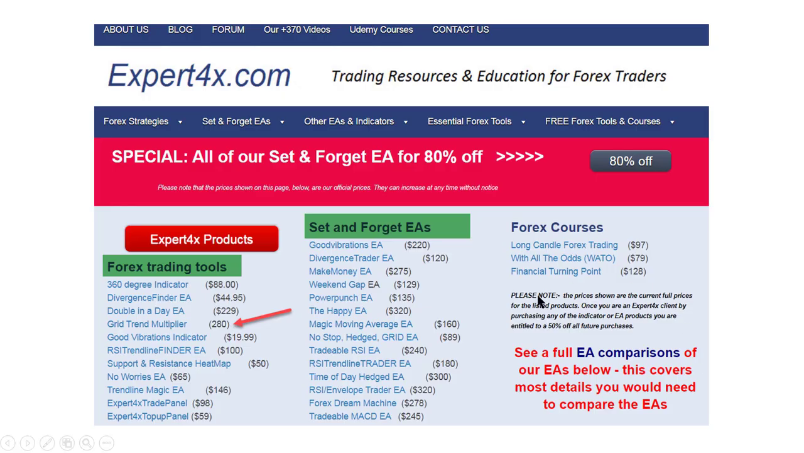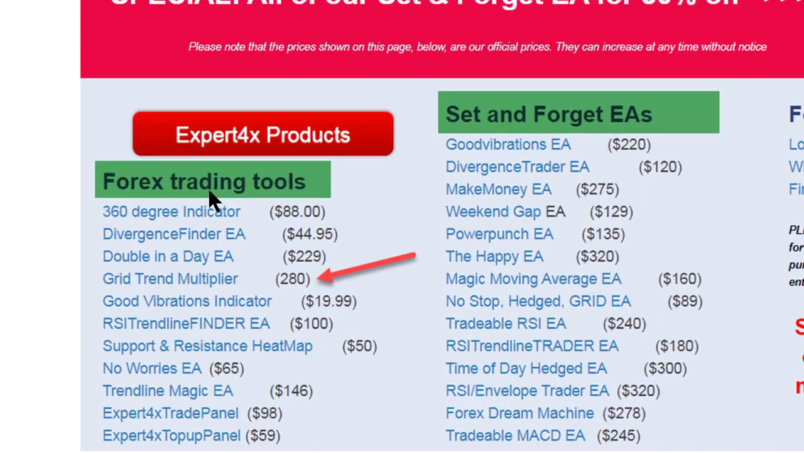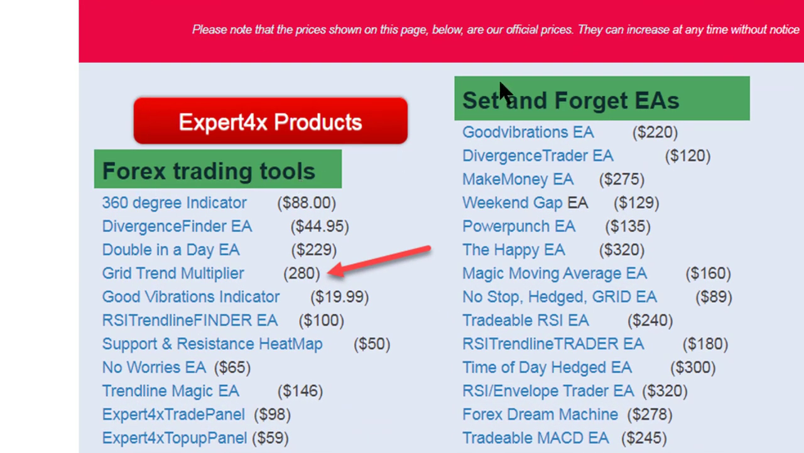Okay, so firstly, the grid trend multiplier is a forex trading tool and not a set and forget EA or a trading EA. The difference between a tool and a set and forget EA is that the EA makes the entry decisions and the exit decisions. So it will enter when certain conditions exist and it will exit when certain conditions exist.